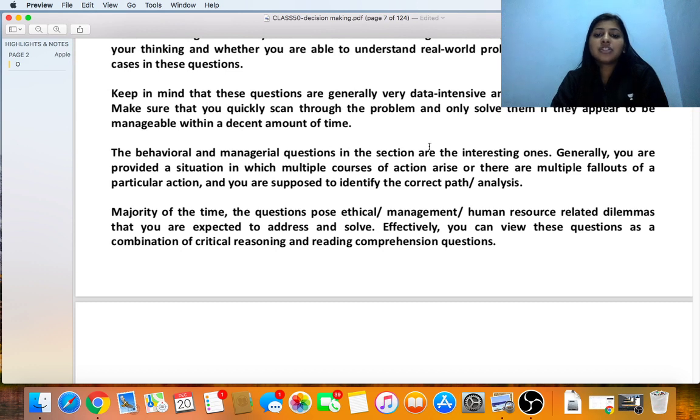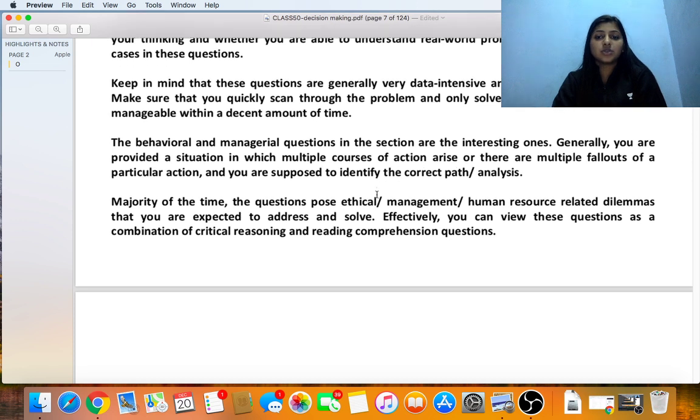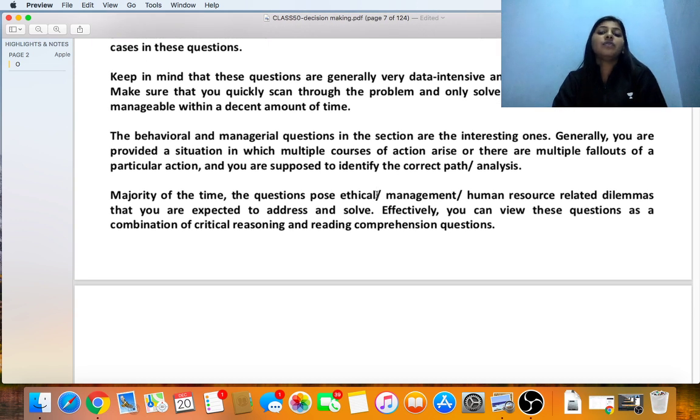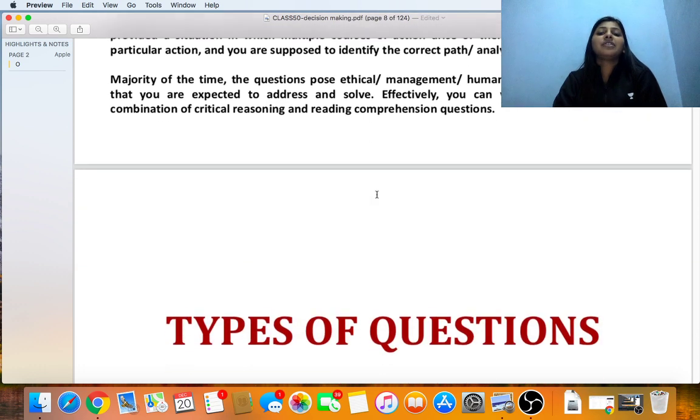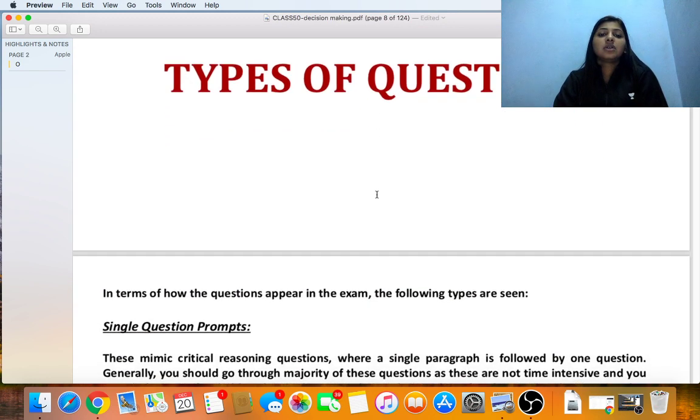The behavioral and managerial questions in this section are the interesting ones. Generally, you are provided with a situation in which multiple courses of action arise, or there are multiple fallouts of a particular action, and you are supposed to identify the correct path or analysis. Majority of the time, the questions pose ethical, management, or human resource related dilemmas that you are expected to address and solve. Effectively, you can view these questions as a combination of critical reasoning and reading comprehension questions.